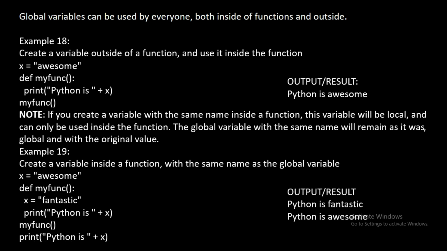Let's see the output of this program. Python is fantastic, because inside this function x is treated as fantastic, since it is declared inside the function. It is called a local variable because it is defined inside the function, whereas x is awesome outside the function. And in the print you can see the output of the program, Python is awesome.